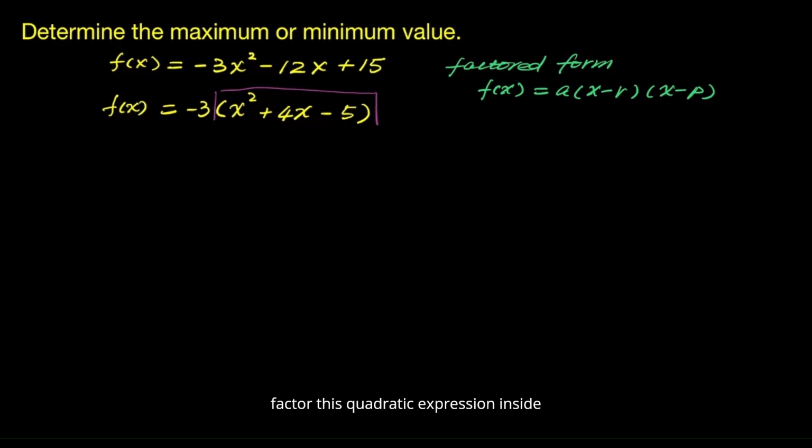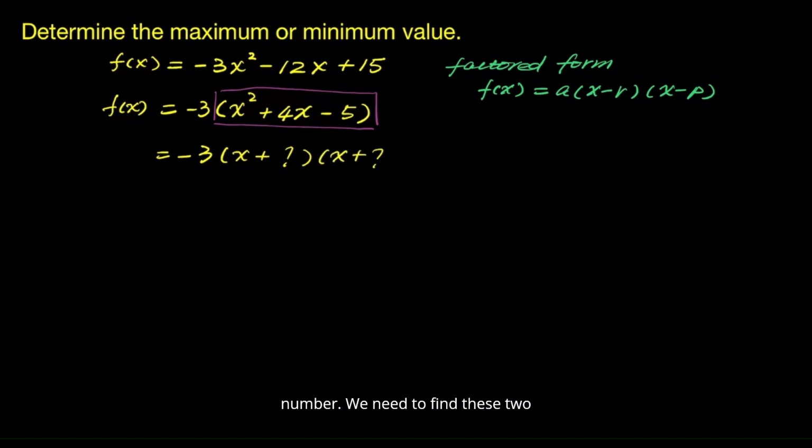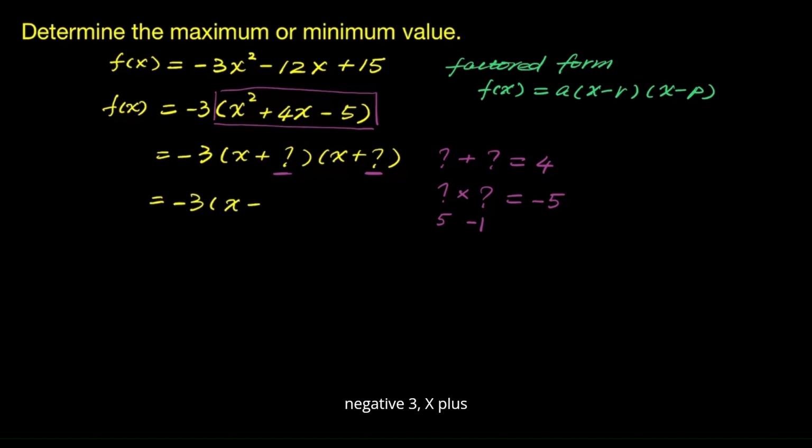Next, we need to factor this quadratic expression inside the bracket. The coefficient of the x squared term is 1, so we can factor this as negative 3 times (x plus something), then multiplied by (x plus another number). We need to find these two numbers that add up to 4 and multiply to negative 5. It's straightforward to find those two numbers are actually 5 and negative 1. So we have our factored form as negative 3 times (x plus 5) and (x minus 1).